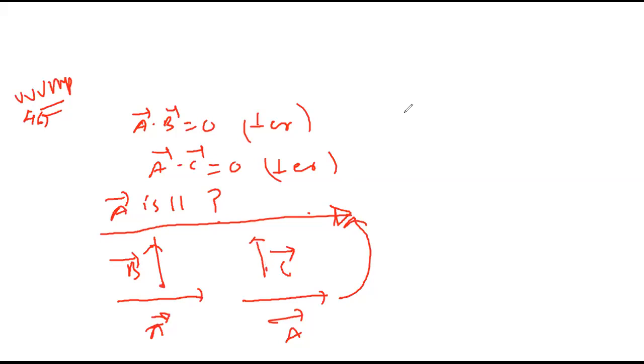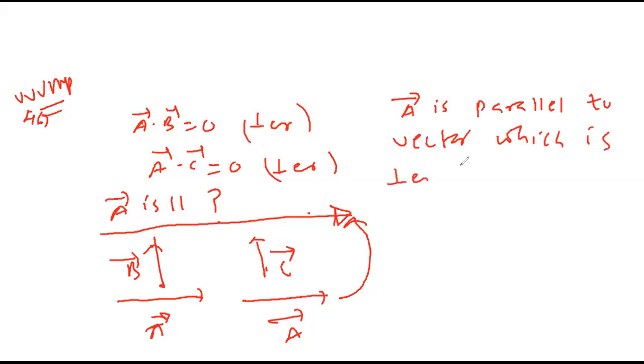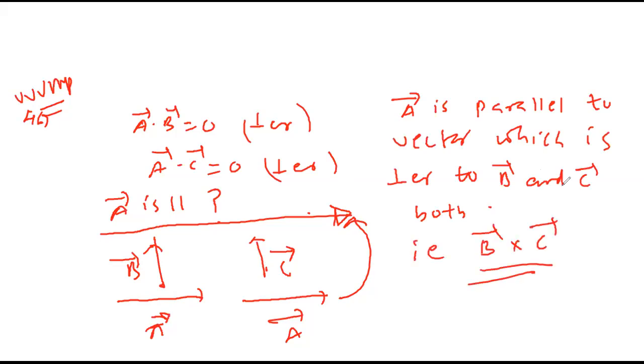So A bar is parallel to the vector which is perpendicular to B bar and C bar both. That is B bar cross C bar, because this is the vector which is perpendicular to both B and C. So A bar is parallel to B bar cross C bar, option D. Important sum.